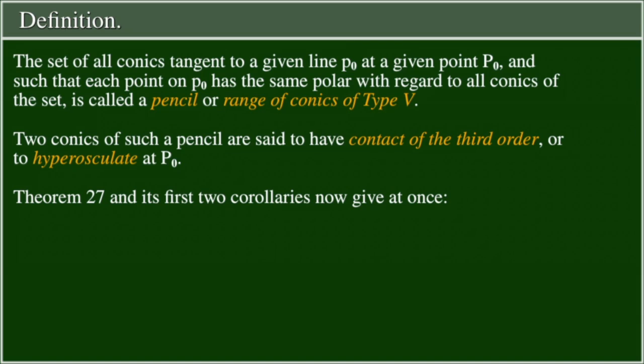Definition. The set of all conics tangent to a given line p0 at a given point P0 and such that each point on p0 has the same polar with regard to all conics of the set is called a pencil or range of conics of type 5. Two conics of such a pencil are said to have contact of the third order or to hyperosculate at P0. Theorem 27 and its first two corollaries now give at once.